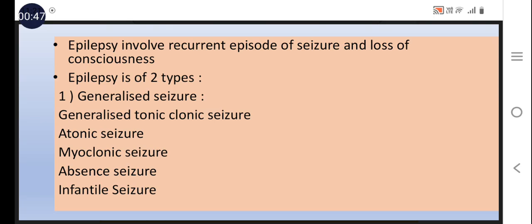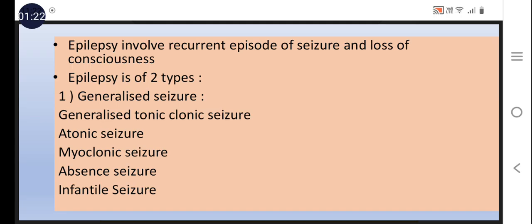When the brain is activated in more amount, it causes epilepsy. Epilepsy is of two types: one is generalized seizure and another is partial seizure. Generalized seizures are further classified as generalized tonic-clonic seizure. Then the second type is atonic seizure, third is myoclonic seizure, fourth is absence seizure, and another is infantile seizure.